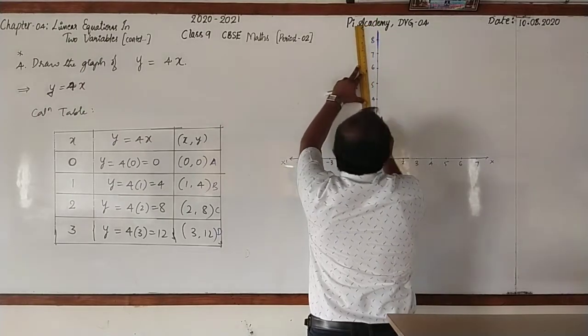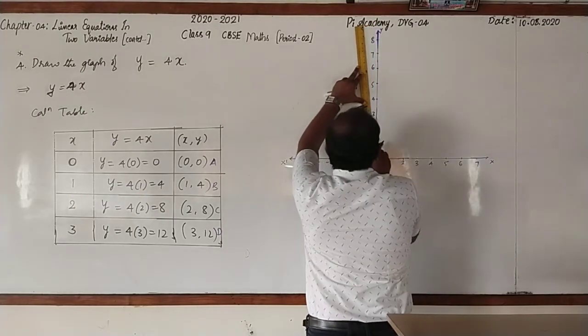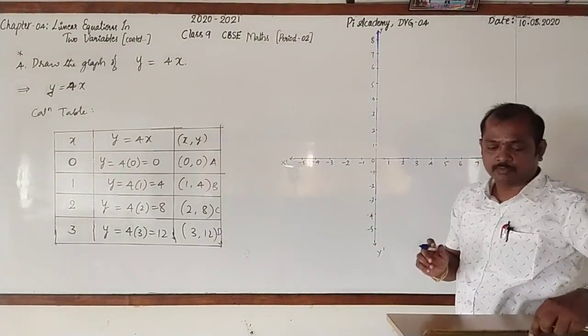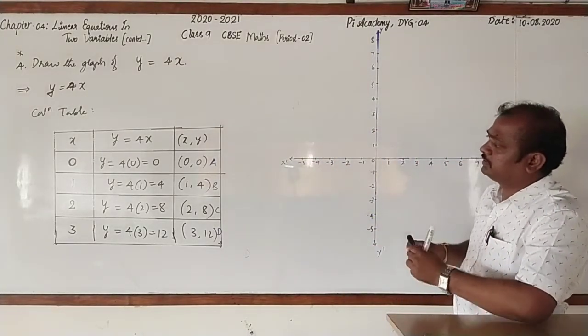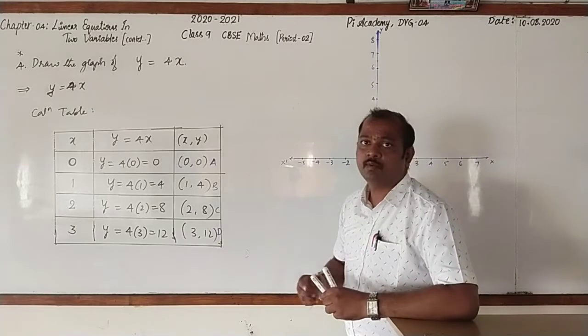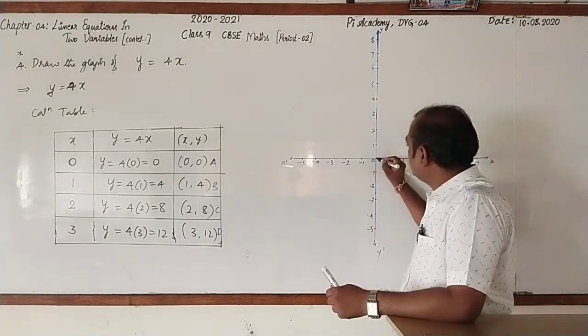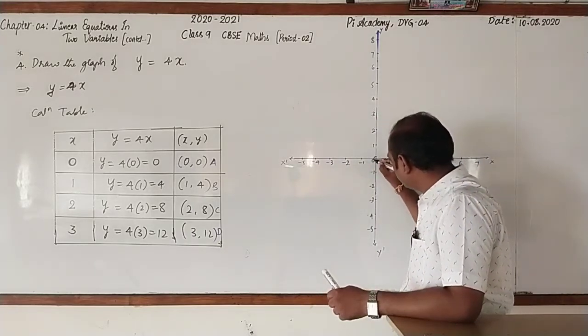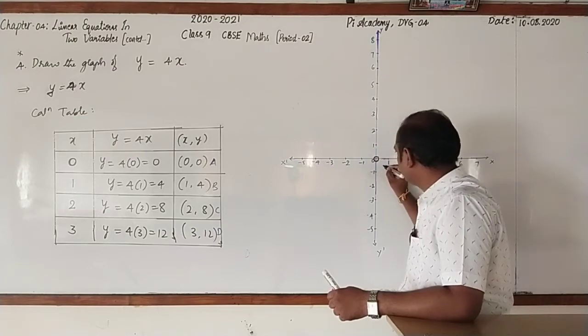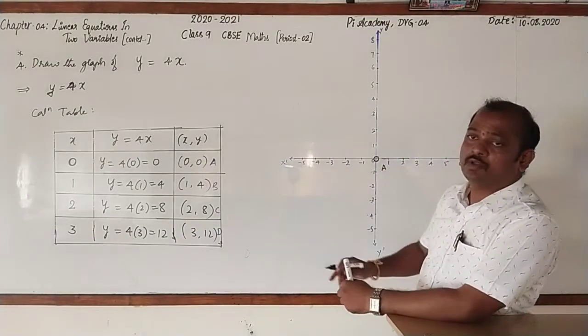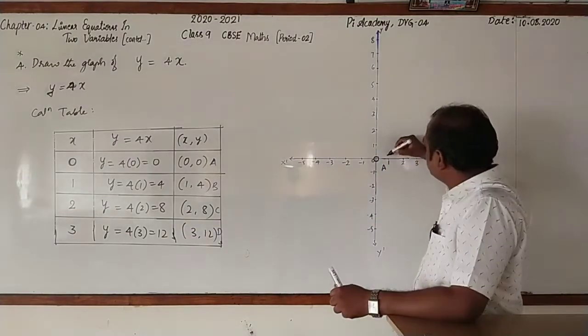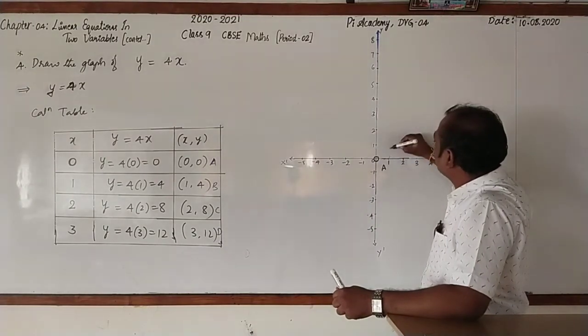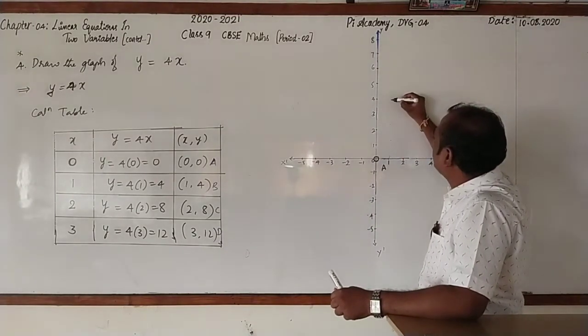This is 8. Now look at it. Let us go for marking them. First point A. What is that? 0 comma 0. That comes here. This is A. Next, 1 comma 4. When x is 1, y is 4. See, that point comes here.